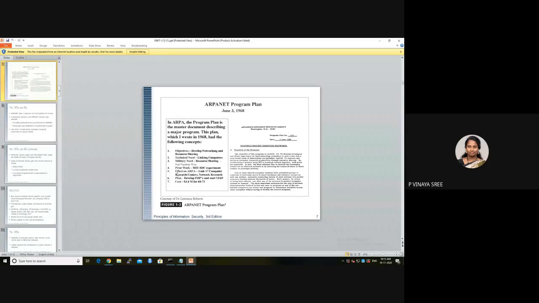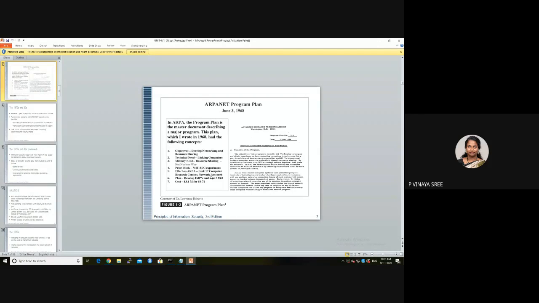See here, the fifth point: link 17 computer research centers, network research. So they linked 17 computer research centers and started communicating. At that time, security was not the major issue. They had not concentrated on security. Their main concentration was sharing resources from one system to another. So this was the plan.